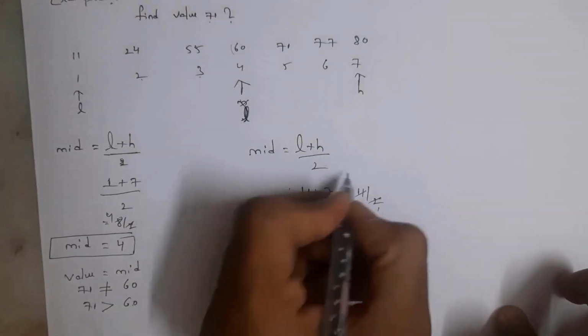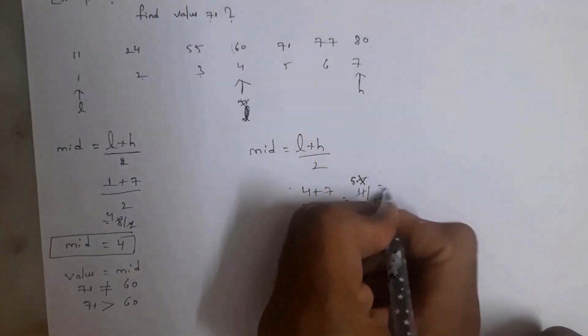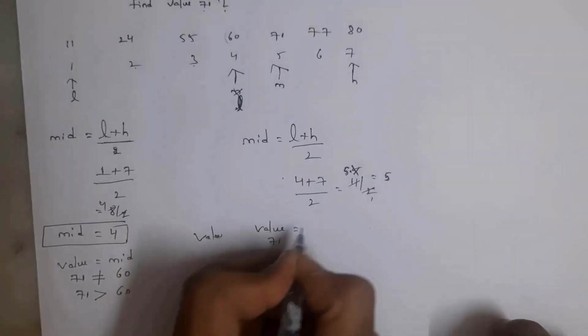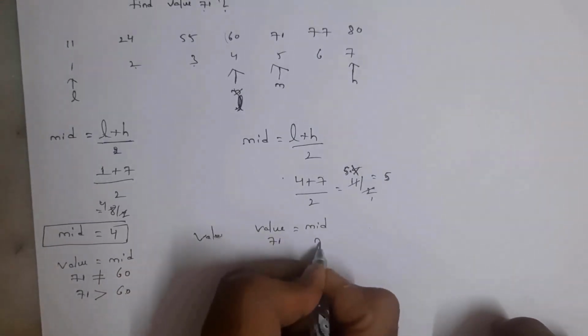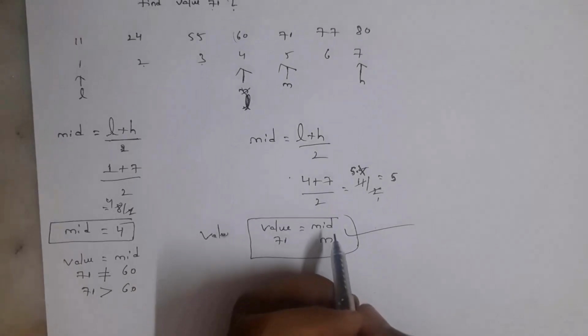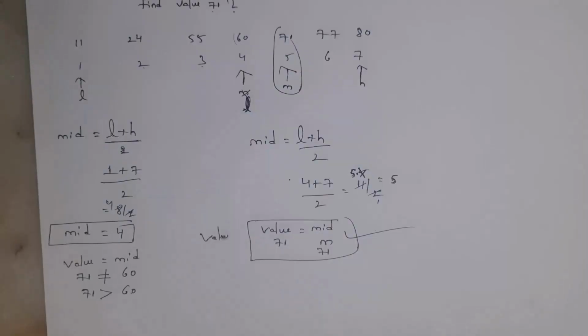That is 2 5s are 10, 5 point something. Don't consider the digits after the point, that is 5. So the mid element is 5. The value which we need to find is 71. Here value is equal to mid, so we found that element. We found element 71. If value is equal to mid, then we can stop. We got our result. Here the mid value is 71. This is how we can search a particular element by using binary search.